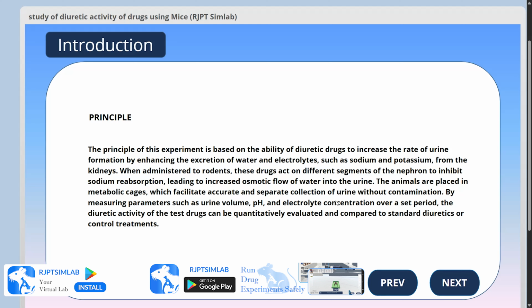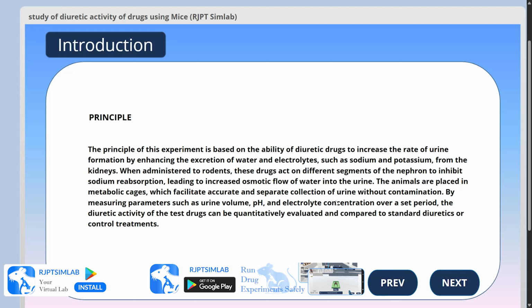What happens at sodium reabsorption? The water gets reabsorbed over there. It does not get passed to the urine. It gets reabsorbed, and when we inhibit that reabsorption, due to the osmotic flow, there will be an increase in the osmotic flow movement of water into the urine. And that's how the production of urine is increased.